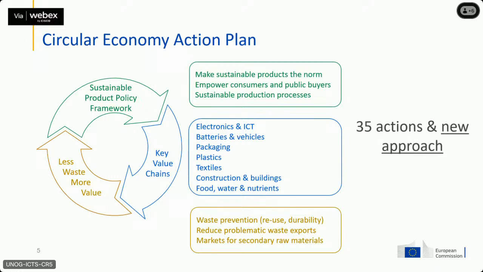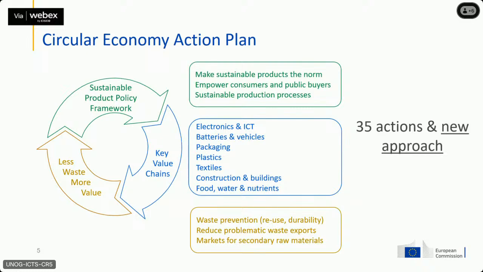I will again not go into the details because there are 35 actions and it will probably exhaust all my time to look into them, but we have prioritized in terms of especially a new approach, and there are 3 things that I would mention here. The first one is that we have moved from looking basically mainly at the waste side to the whole life cycle of products and materials.